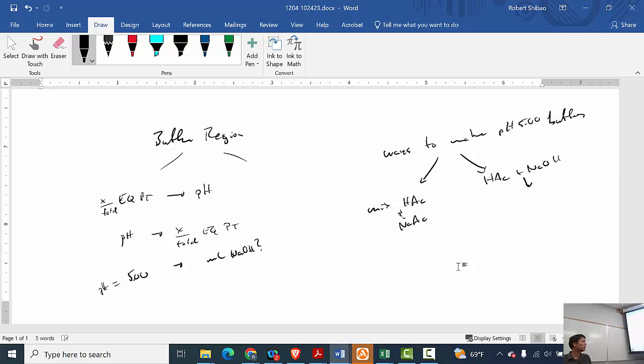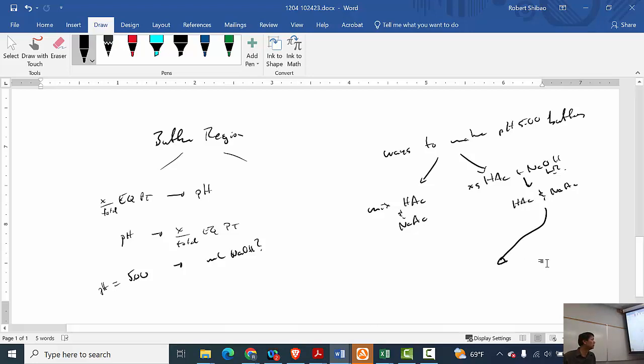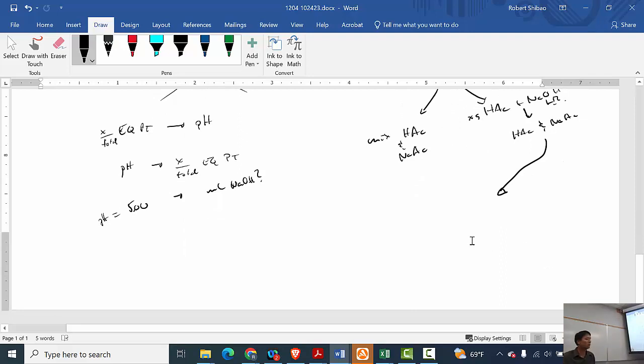We need excess HAc. The limiting reagent has to be the sodium hydroxide. So what we're going to end up with is HAc and sodium acetate, as long as the sodium hydroxide is the LR, the limiting reagent. And then we're okay. All right, so this is the way we're going to do it here. We're going to figure out the calculation for this next. Let me do that.